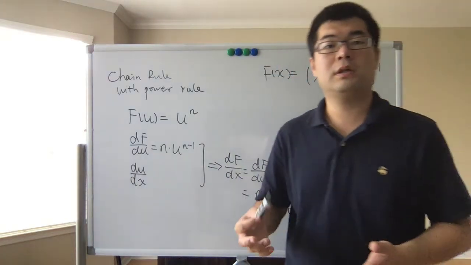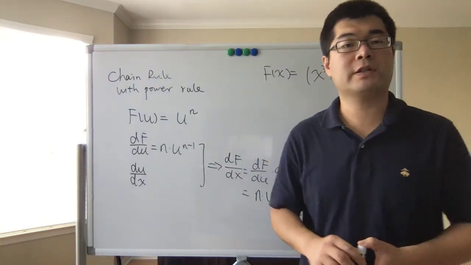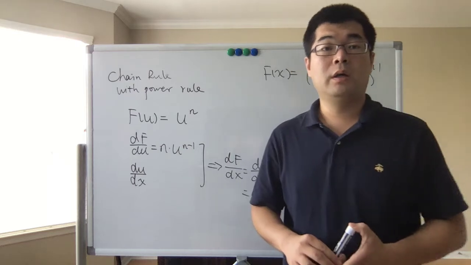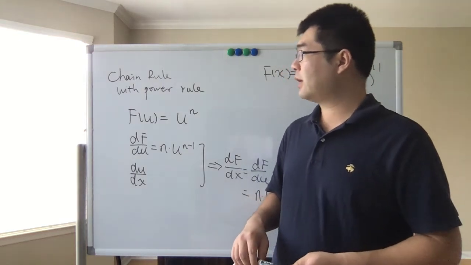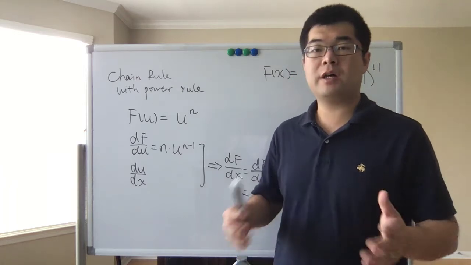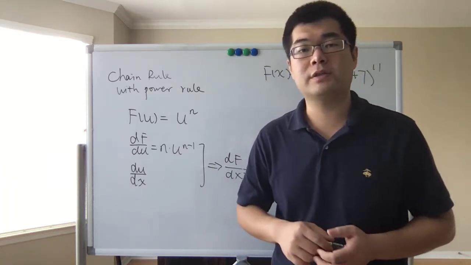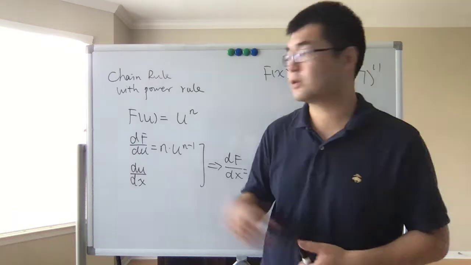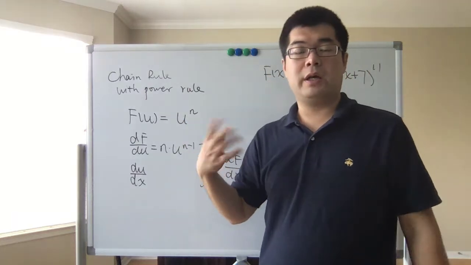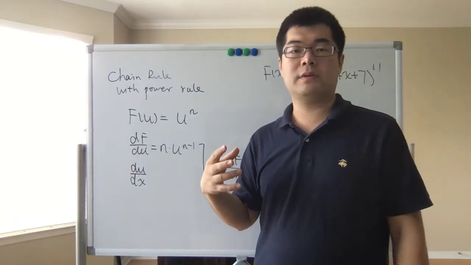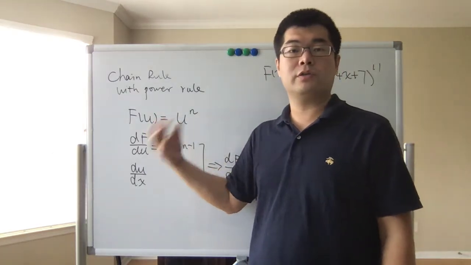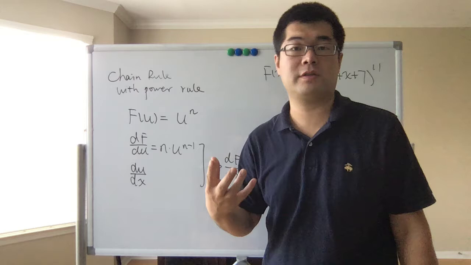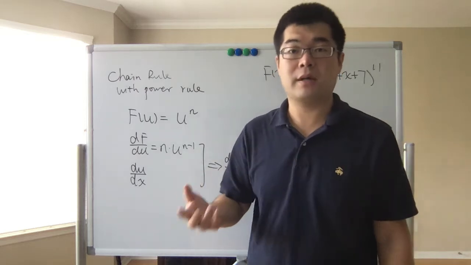Okay, so let's go to the last part of section 3.6, chain rule. And here, we're going to look at a very common case involved with the power rule. So it's chain rule with power rule. The idea is, if you have a composite function, again, u stands for the inside function. It can be a function of x, okay?